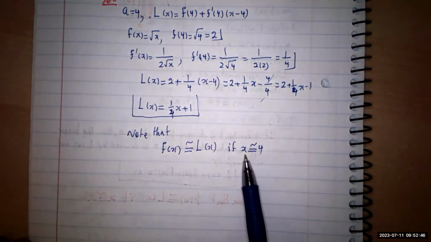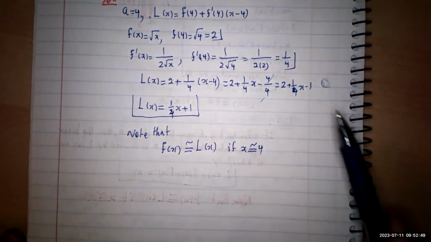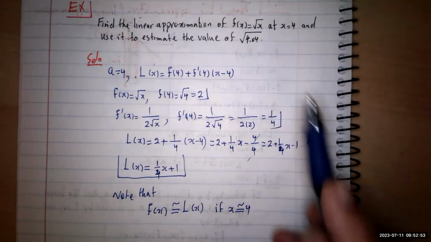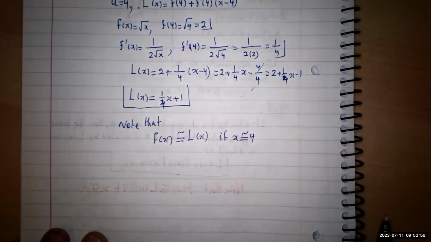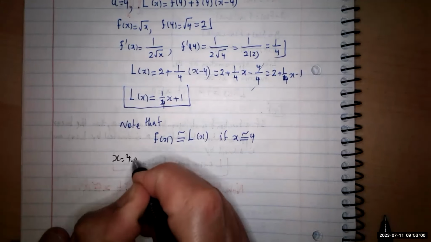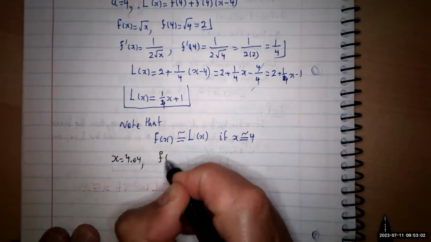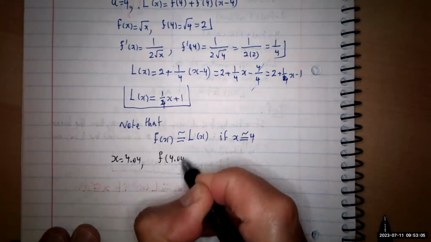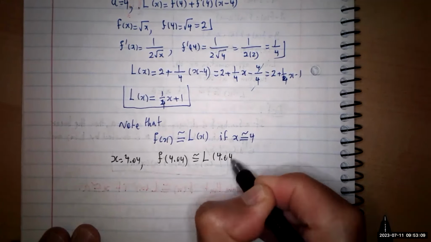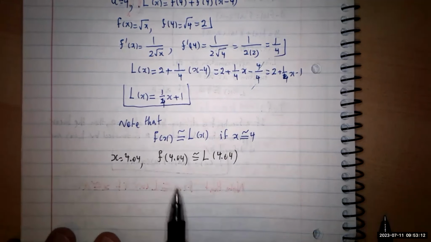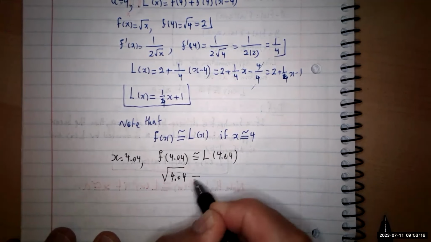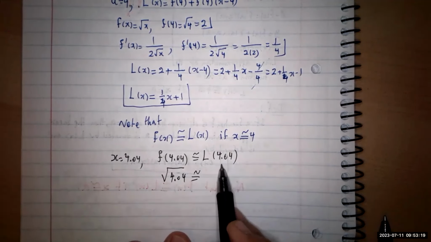Okay, so we can use any number close to 4. But what you want, you see, is the radical 4.04. So you put x equal to 4.04. This means f of 4.04 is going to be almost like L of 4.04. But f of 4.04 is radical 4.04 that you are interested in. So it's going to be approximately, substitute.